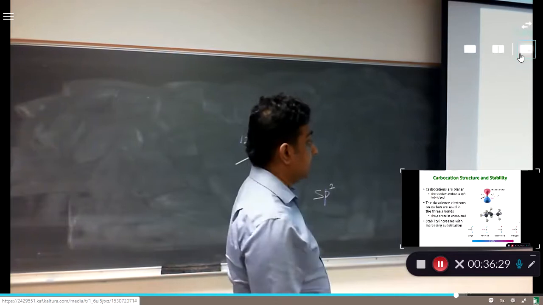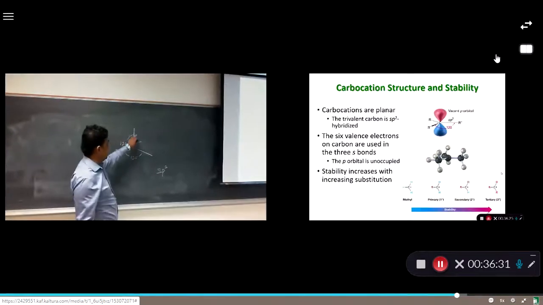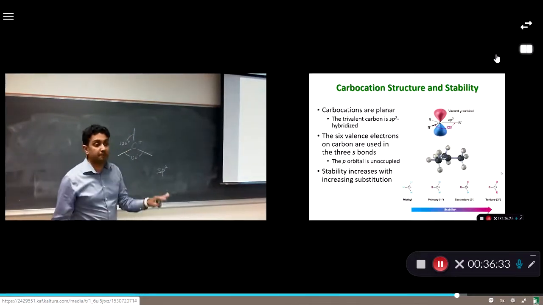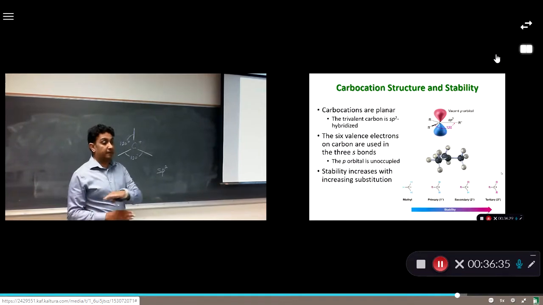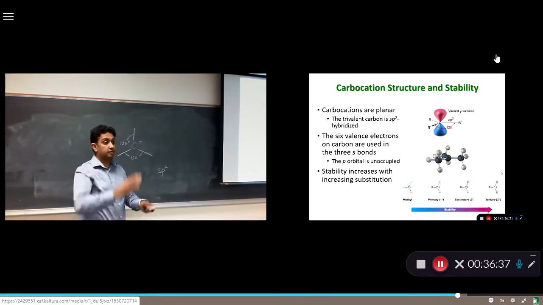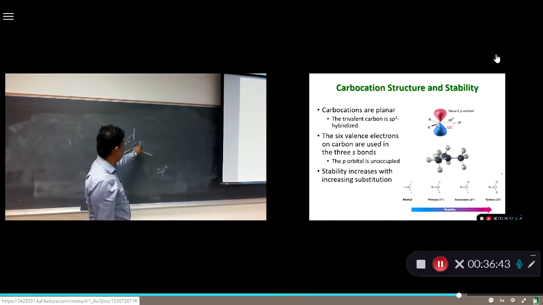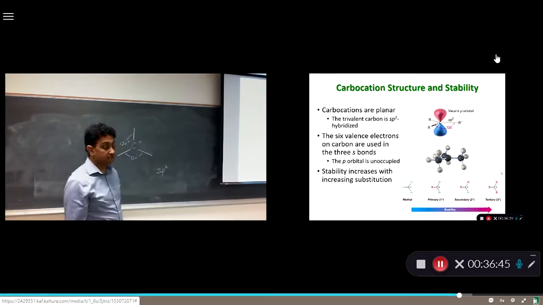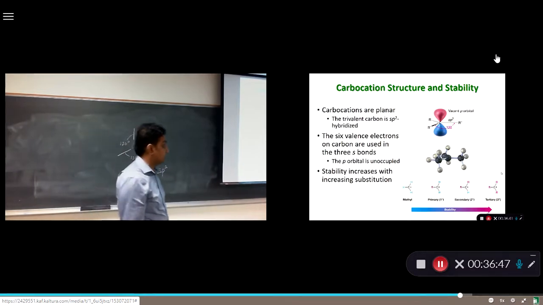Okay, so it has a trigonal planar geometry, and this carbon has all 3 bonds on the same plane, and then perpendicular to the 3 bonds you have your p orbital, which carries no electrons, so it is vacant. That is why it is positively charged. Okay, so that is how a carbocation looks.